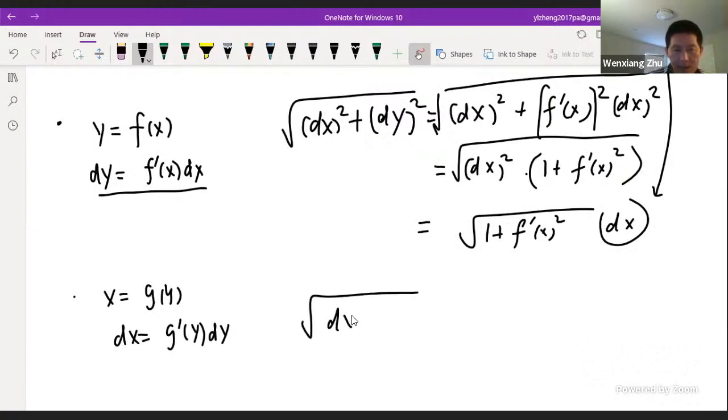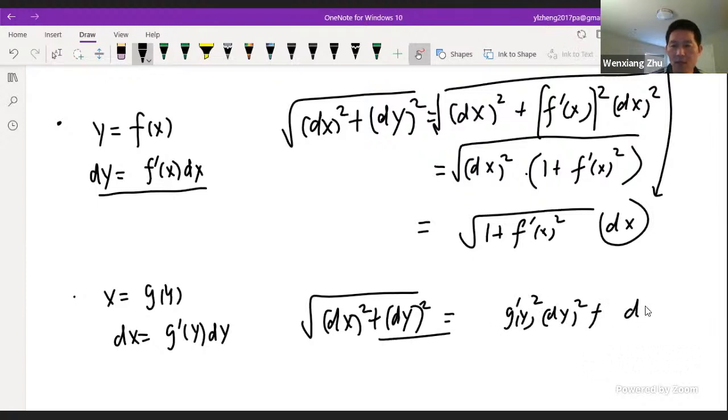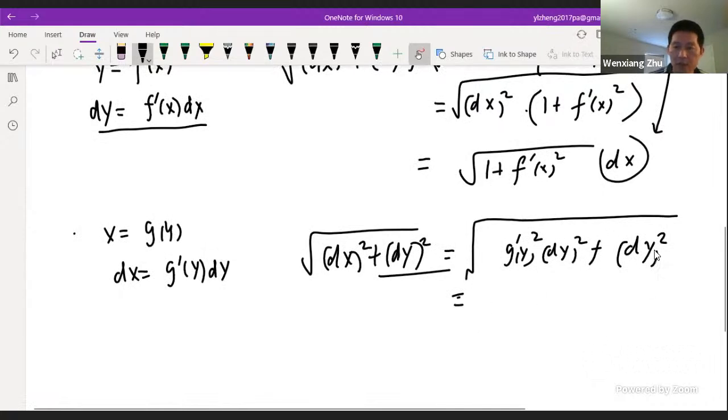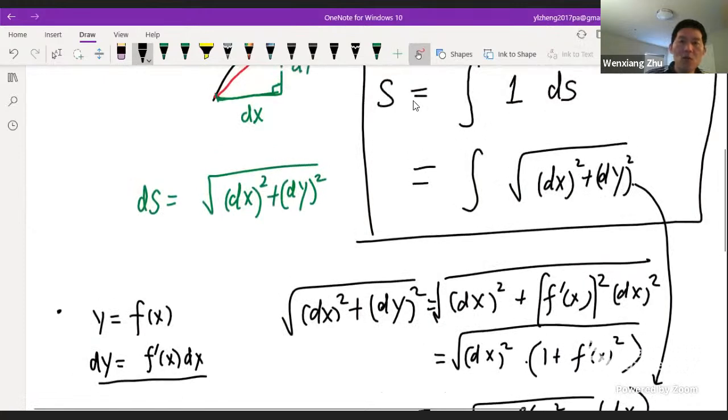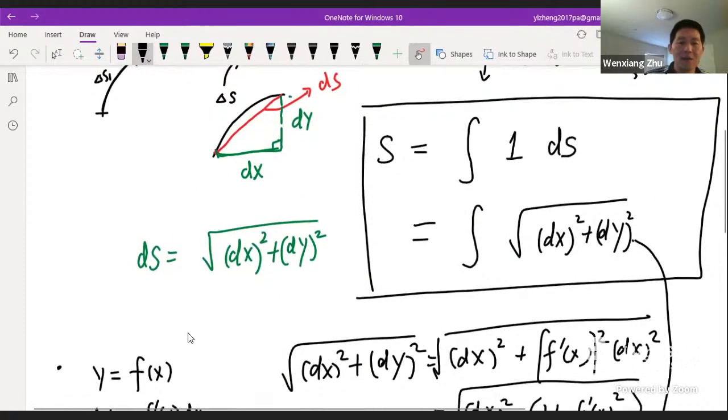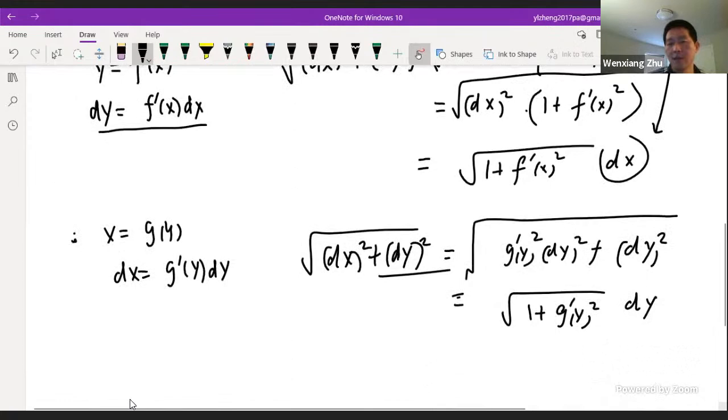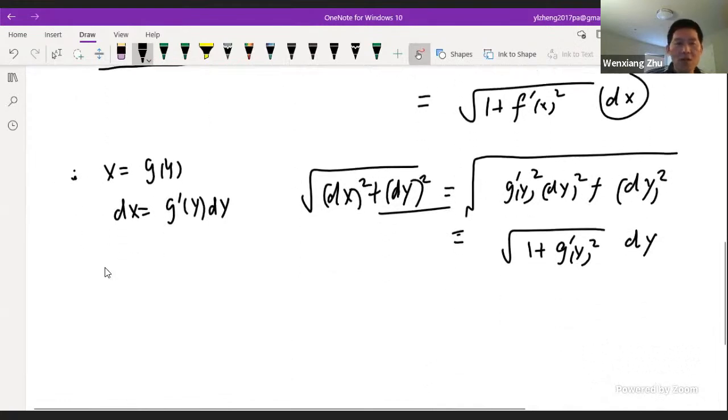Once again, this square, the Pythagorean theorem thing, dx squared plus dy squared, now becomes g prime of y squared dy squared. The second dy squared stays the same. You do the derivative. Once you take the square root, you pull out the dy like what we did, and it gives you the square root of 1 plus g prime of y squared, dy. So this one simple formula just covers two cases, depending on your description.